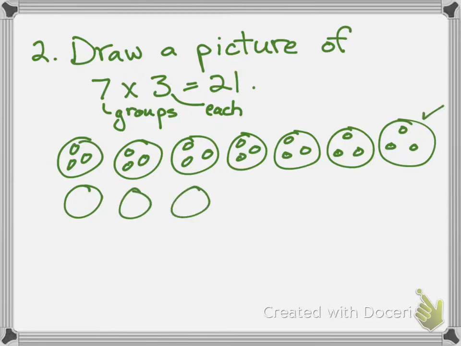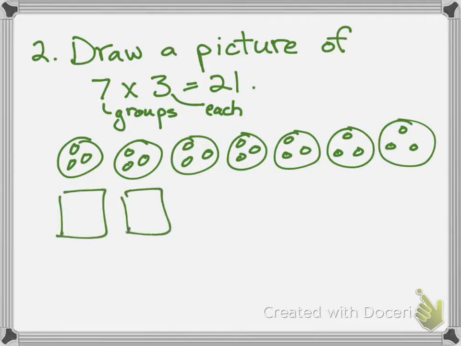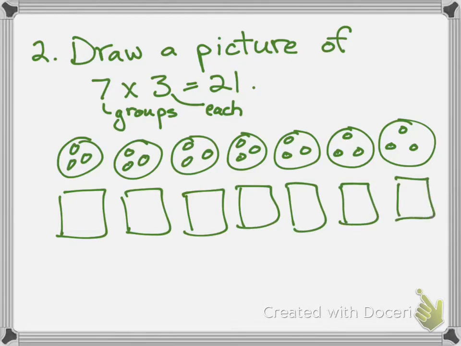You could have done your groups like this. Here, I'm going to do something different. Let's do squares. These are groups, as long as I have 7 of them. And what am I going to put inside each one? I am going to put 3 squiggles inside each one. So that'd work. No problemo. As long as I have 7 groups and 3 of something inside each group, I have done this question correctly.